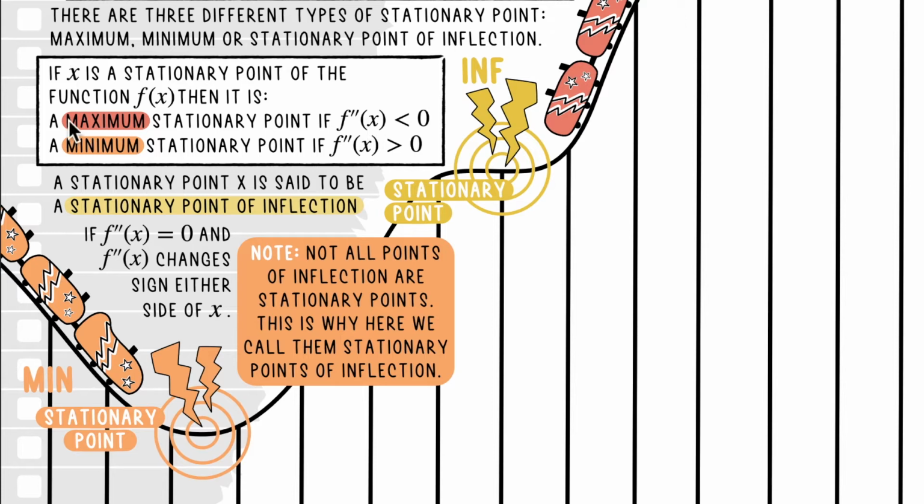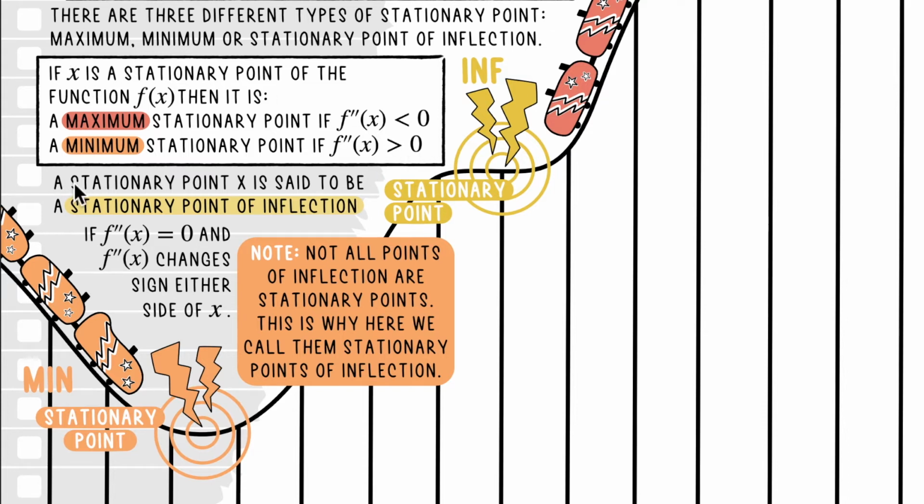So the formal definition for the nature of stationary points, we say if x is a stationary point of the function f of x, then it is a maximum stationary point if the second derivative is less than zero for that value of x. And it is a minimum stationary point if the second derivative is greater than zero for that value of x.